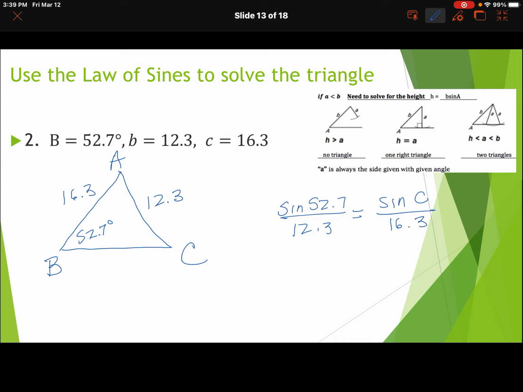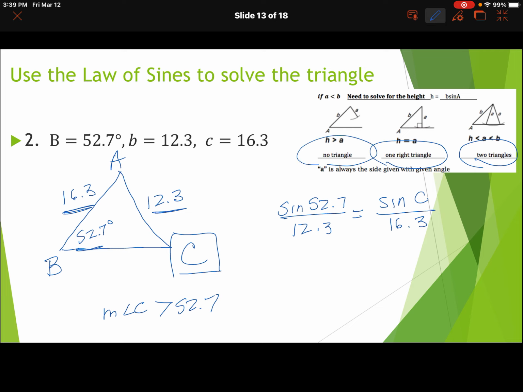Okay, now let's look at this. Could this angle right here be obtuse? I can tell by looking at this picture that the measure of angle C is greater than 52.7, because 16.3 is bigger than 12.3, so angle C has to be bigger than this angle. So that means it could be obtuse. So what I'm going to do is let my calculator figure this out for me and see, I either have one triangle or two triangles, or no triangles, okay?